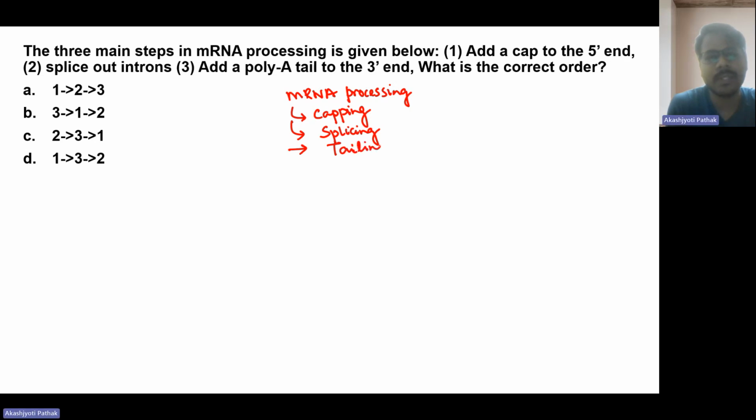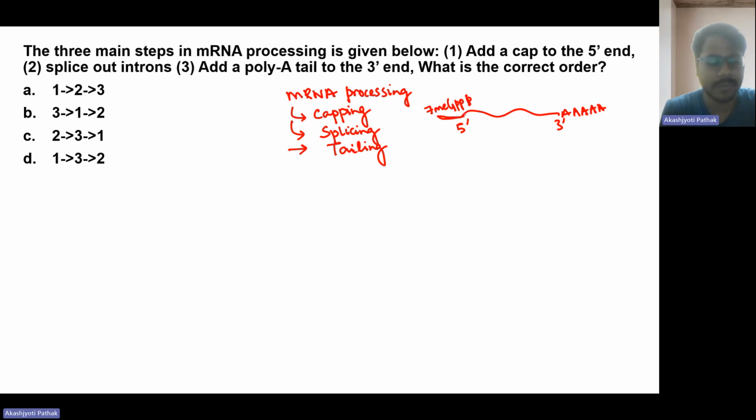You must have read about this in the basic biology course in class 12 also. This mRNA which is synthesized will have a 5' end and a 3' end. At the 5' end, a 7-methyl guanosine triphosphate molecule is added. So it adds a cap at the 5' end of the mRNA. Then there is a poly A tail which is added to the 3' end of the mRNA in eukaryotes.